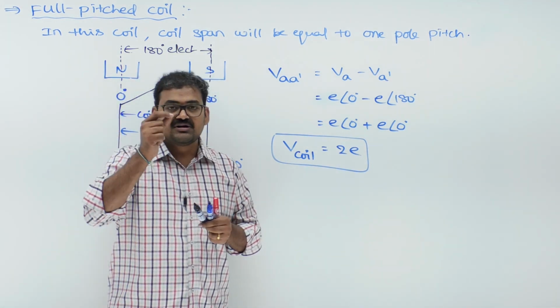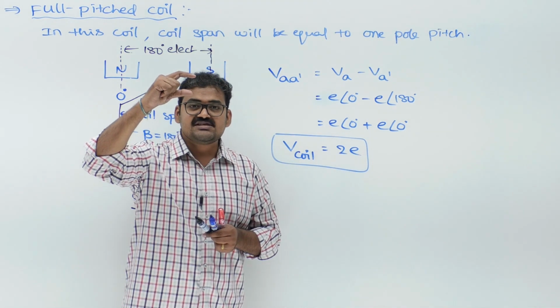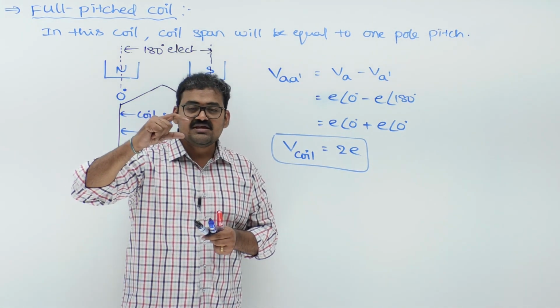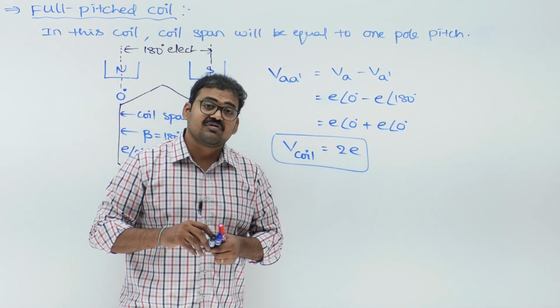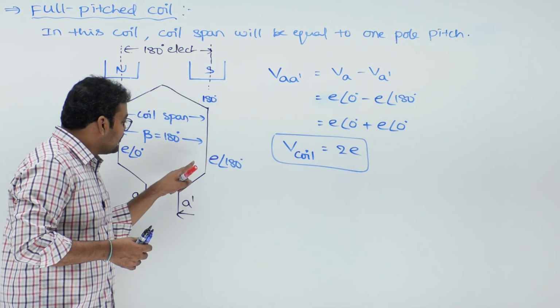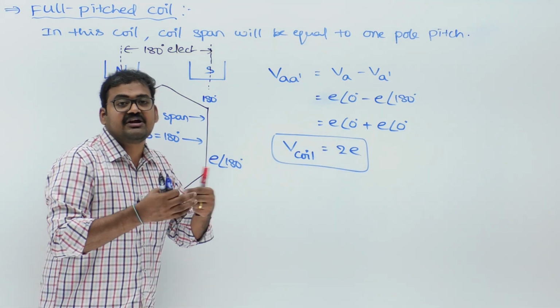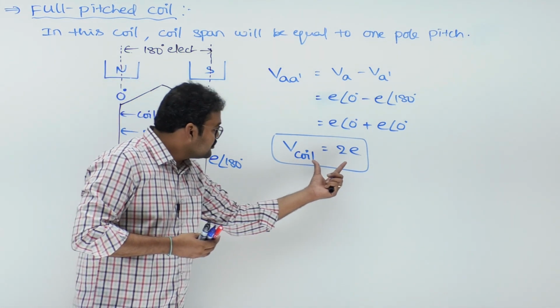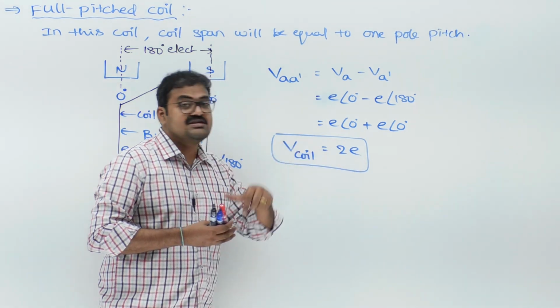Suppose there are two turns. If the first turn voltage is E and the second turn voltage is E, then what is the resultant transformer winding voltage? 2E. Therefore, a full pitched coil voltage is just like a concentrated winding voltage. This is how to calculate full pitched coil EMF.